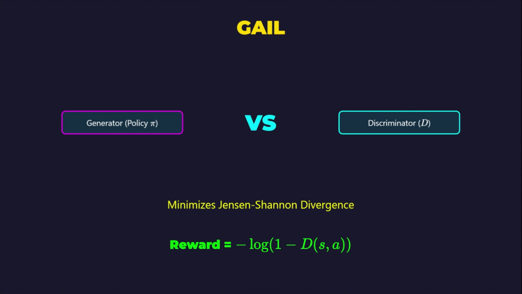The generator policy is updated using policy gradient methods, treating the discriminator output as a dynamic reward signal. This reward is high when the policy generates actions that successfully fool the discriminator into believing they came from the expert, providing a dense implicit reward structure without manual design.